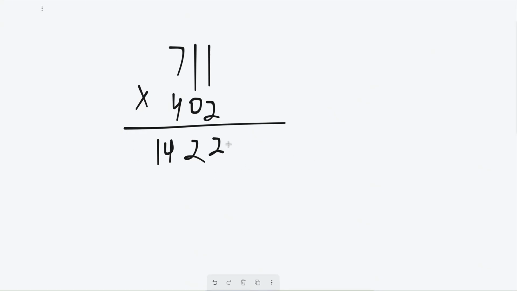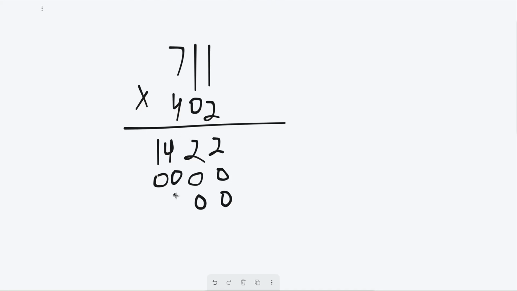And then next layer, we'll put a 0 because it's in the tens digit. 0 times 1 is 0. 0 times 1 is 0. 0 times 7 is 0. Now this is where it gets a little different. Now it's the 4's turn. It's in the hundreds digit, so we're going to put 2 zeros to start us off.